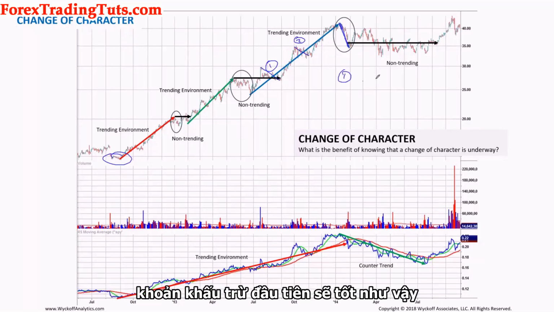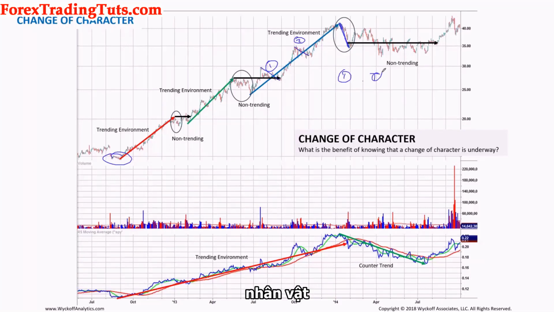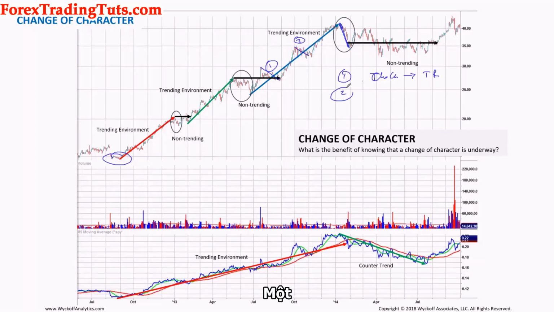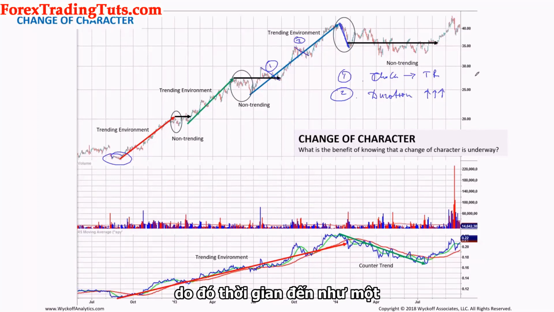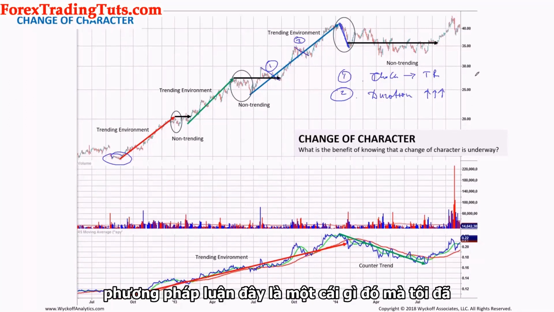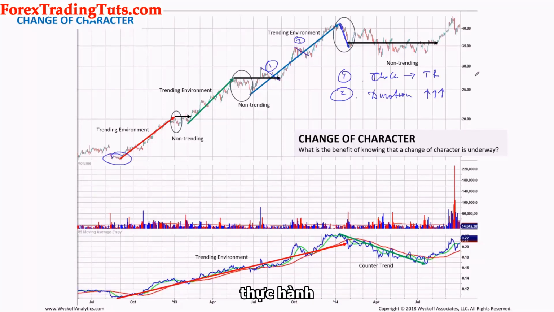Our first deduction is that, after the change of character, we're definitely going to experience a non-trending environment. That's number one. Secondly, because of the size of the change of character, we're probably going to say that the trading range is going to increase in duration compared to anything we've seen before. So the timing comes in as an element of our analysis. This is not necessarily in the methodology. This is something that I've developed with the advanced students in the practicum, addressing exactly this question: what about the duration of the trading range?